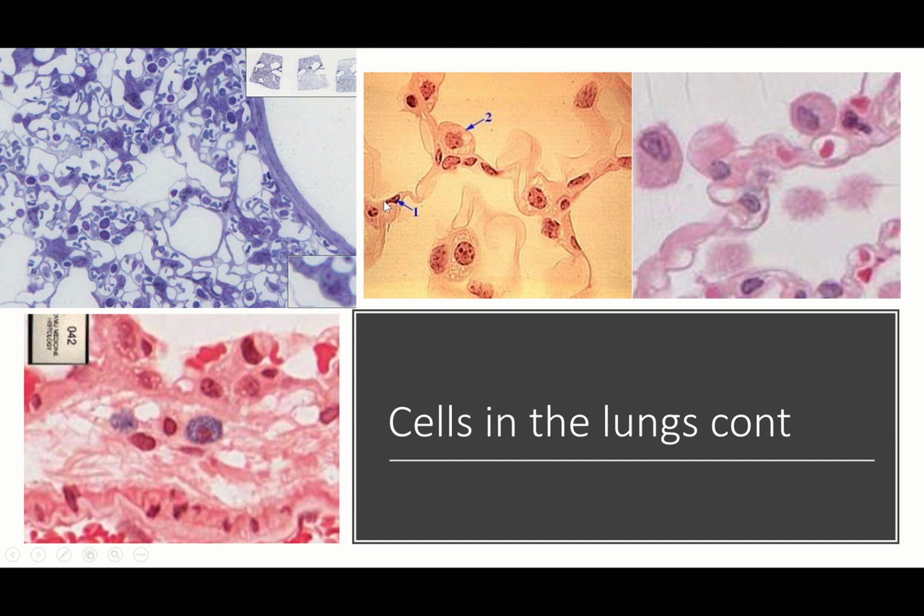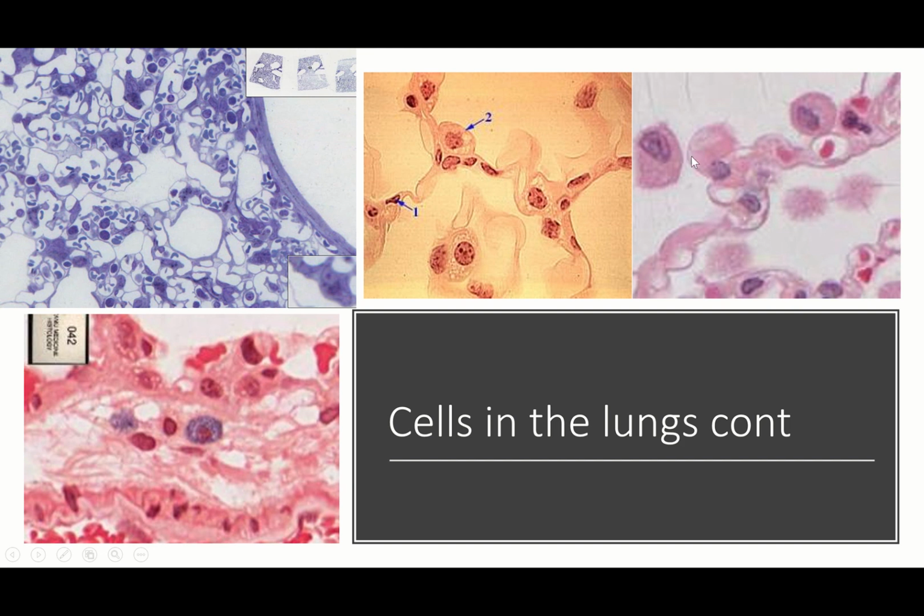So this would be a type 1 pneumocyte. You see how it's not lining a capillary, but it is very flat. So that's for gas exchange. Right here would be another type 1 pneumocyte. This big fat one right here would be a type 2 pneumocyte. Maybe this big fat one right here would be a type 2 pneumocyte.